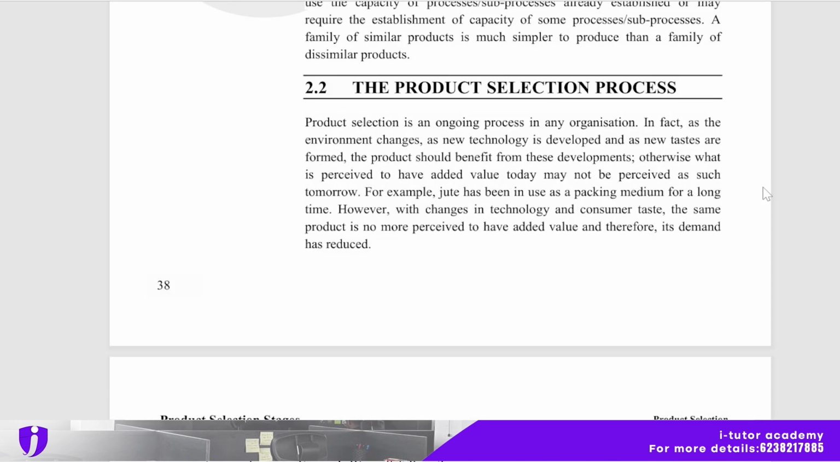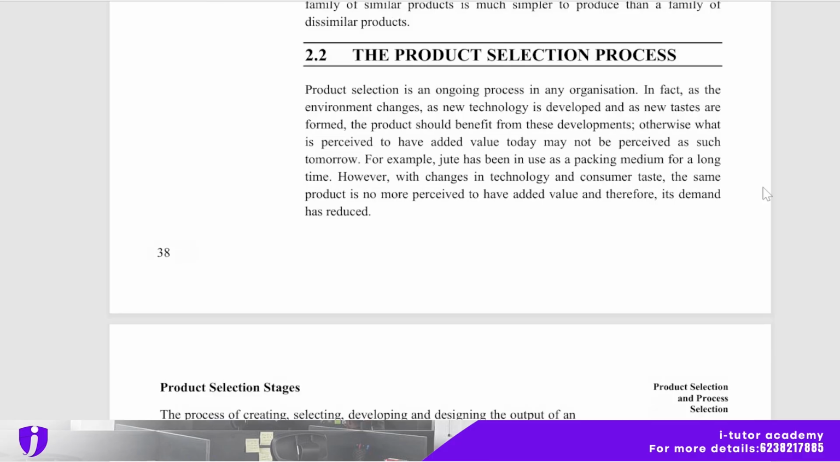Next subsection is the product selection process. Okay, how do we select a product? Product selection is an ongoing process in any organization. In fact, as the environment changes, new technology is developed, and new tastes are formed, the product should benefit from these developments. Otherwise, what is perceived to have added value today may not be perceived as such tomorrow.